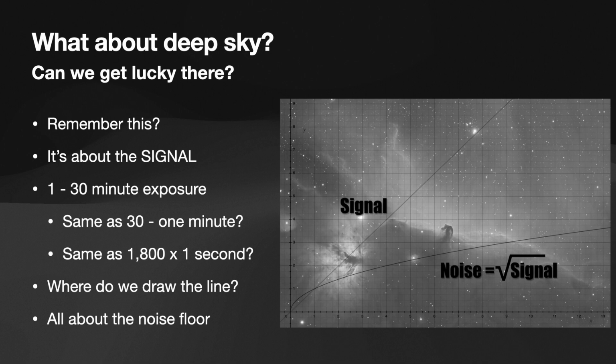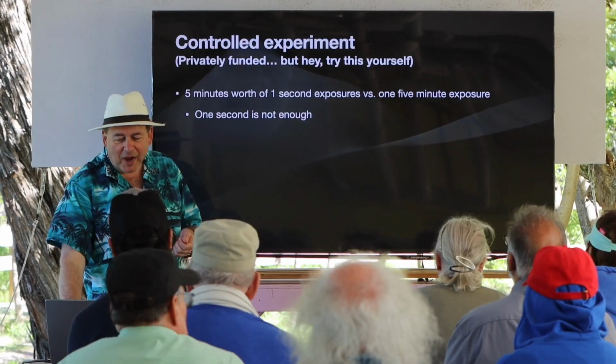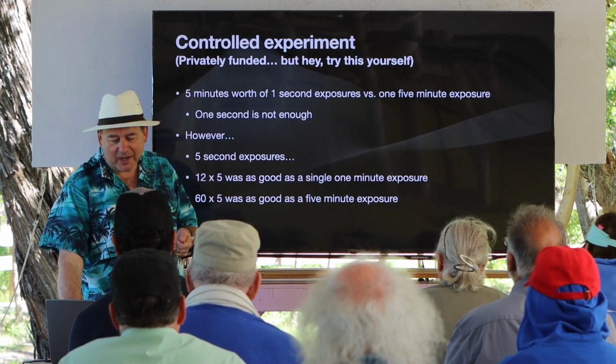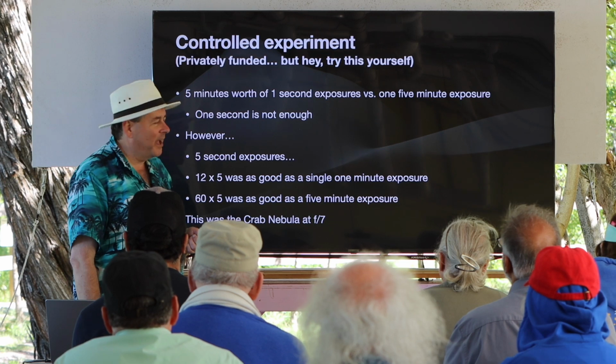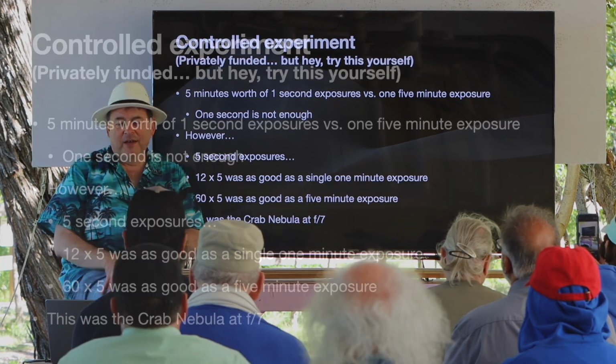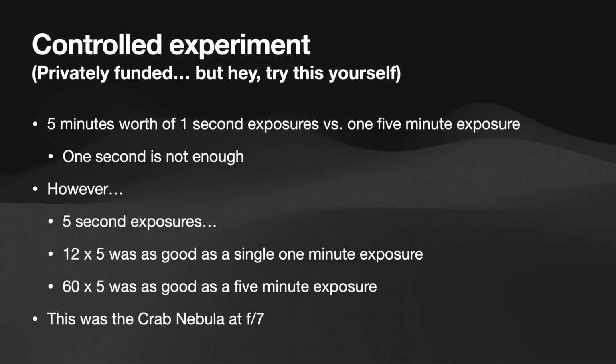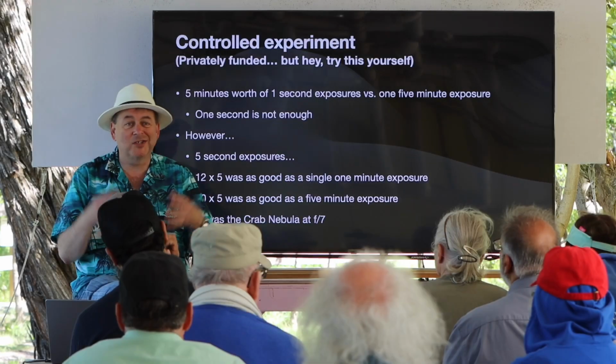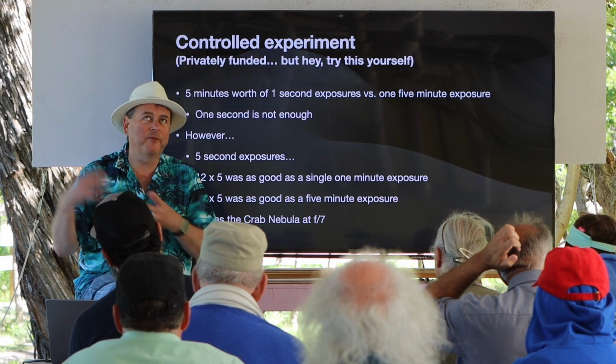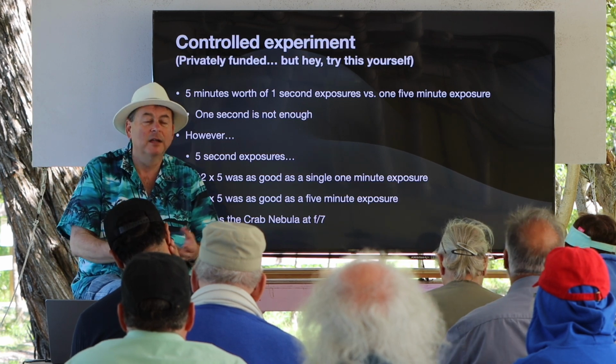I did a controlled experiment, a private experiment. I can tell you a little bit about what I did: 5 minutes worth of 1-second exposures versus 1 5-minute exposure. This is on a modern camera. I won't tell you what sensor it is. But it was at f/7 on the Crab Nebula, because that's important too. What are you shooting? How bright is it? And how focused is the light coming from the object? It's not just about the camera.